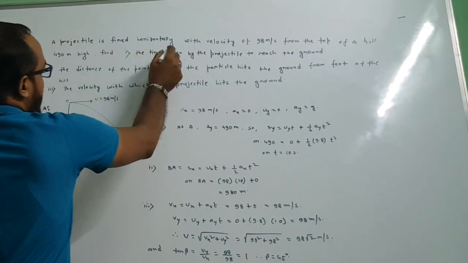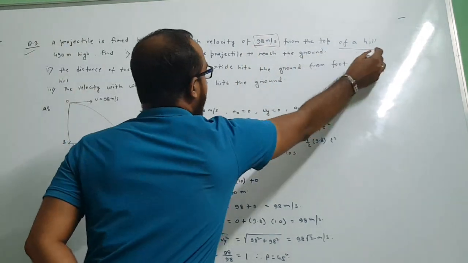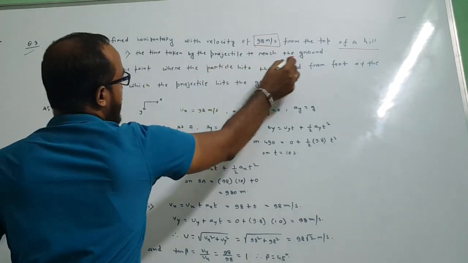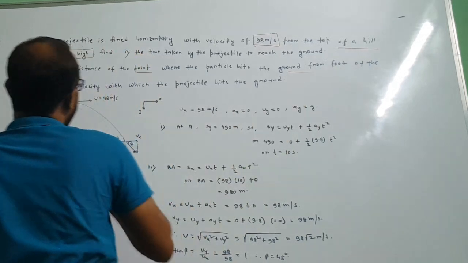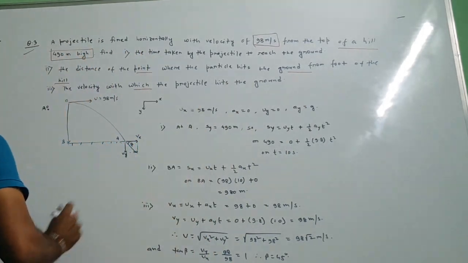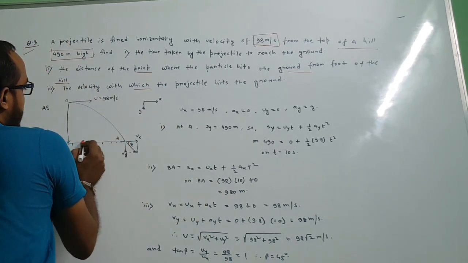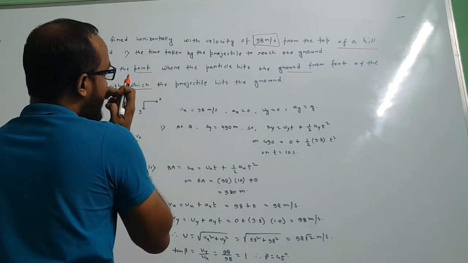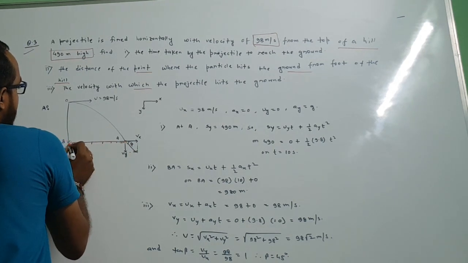A projectile is fired horizontally with a velocity of 98 meter per second from the top of a hill, 490 meter high. Find the time taken by the projectile to reach the ground, the distance of the point where the particle hits the ground from the foot of the hill, and the velocity with which the projectile hits the ground. So you have to calculate three things. You have to find this distance, the distance of the point where the projectile hits the ground from the foot of the hill.